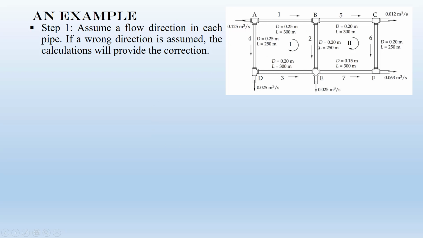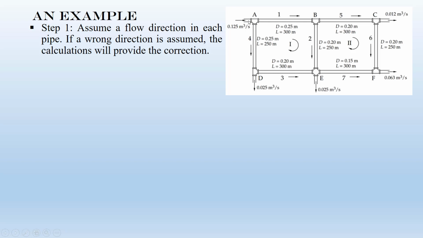We have 2 loops, 7 pipes, and some junctions. So what you need to do as a first step, you need to just label all junctions and pipes. So we already labeled all junctions and pipes. Then you need to assume a flow direction in each pipe. For example, you can start from this one. This is the inlet. The inlet and exits are normally given.